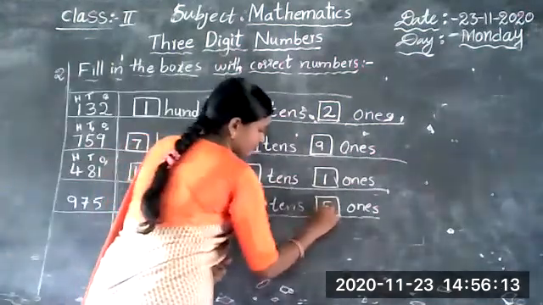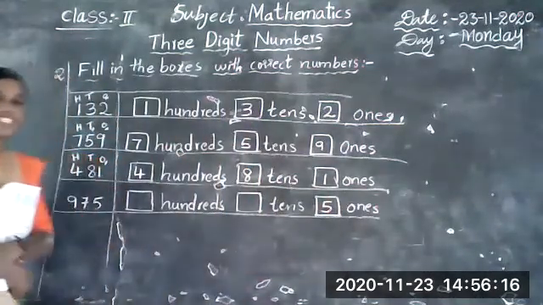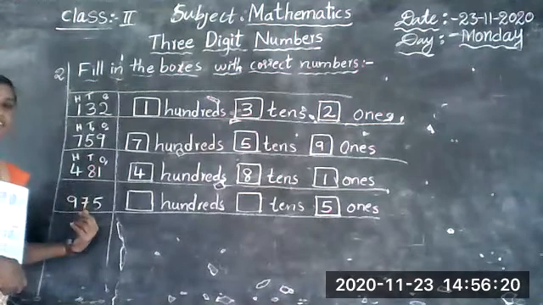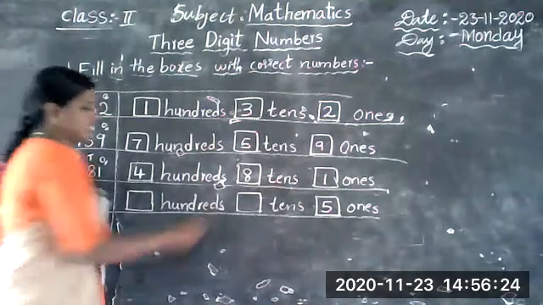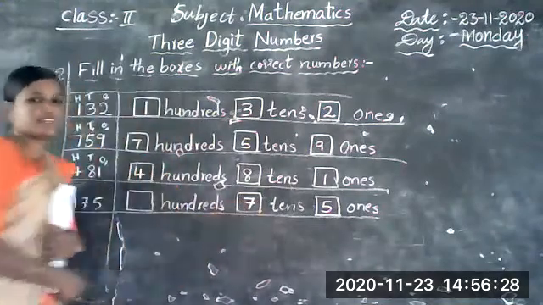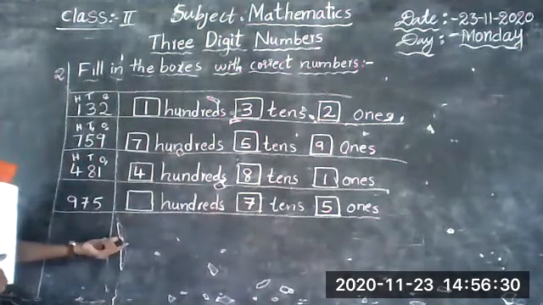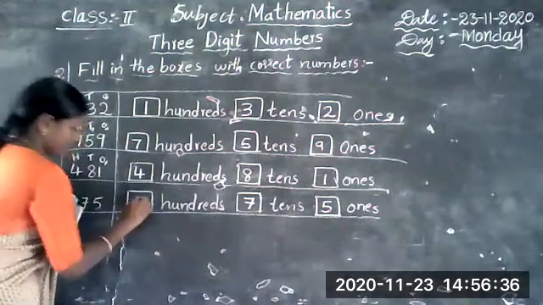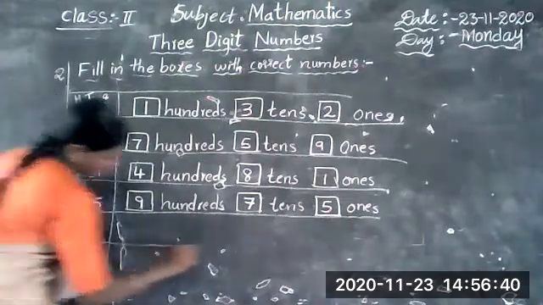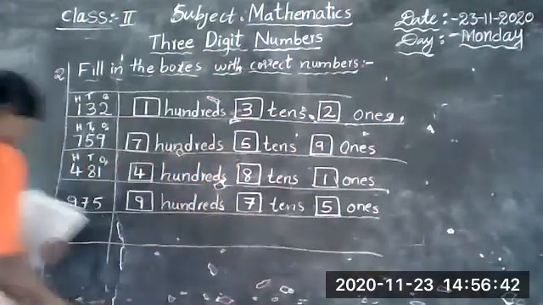5 ones. Next. How many tens are there? 7 tens. Means 7 tens is equal to 70. How many hundreds are there? 900. Next.